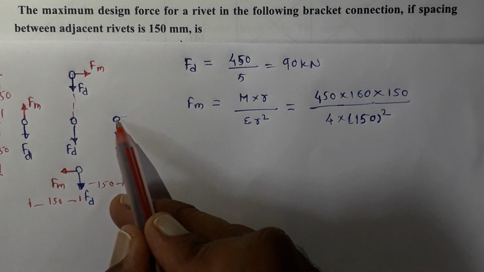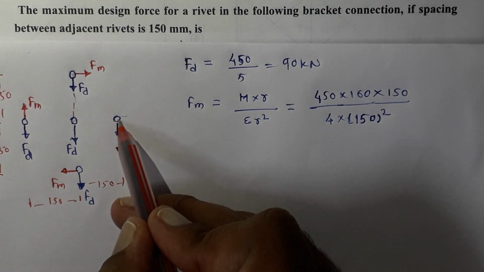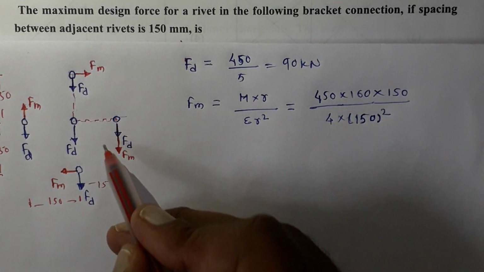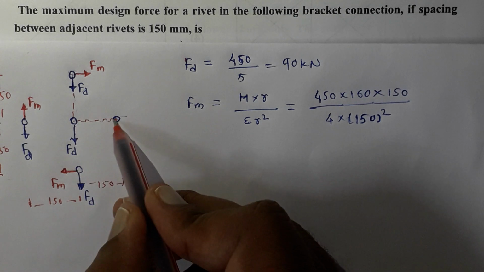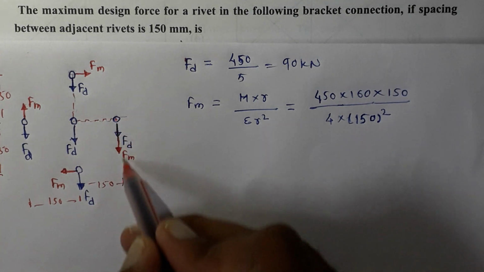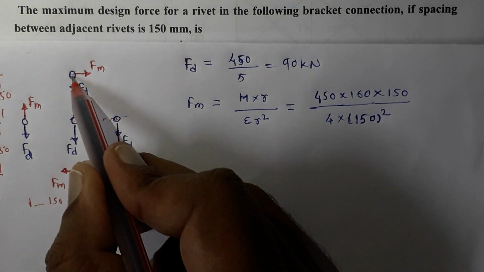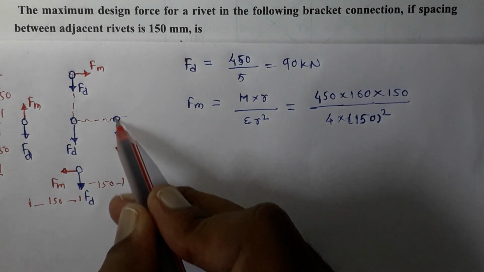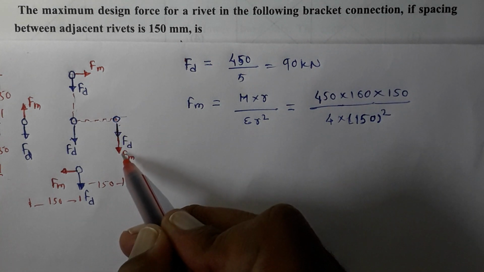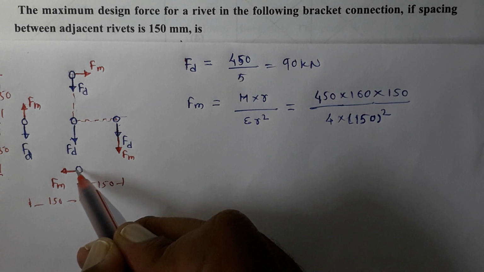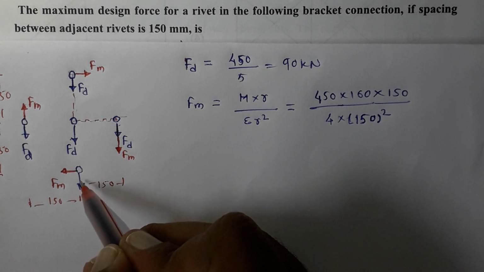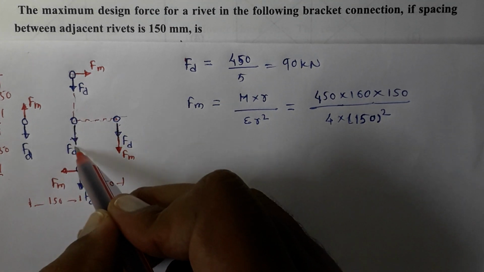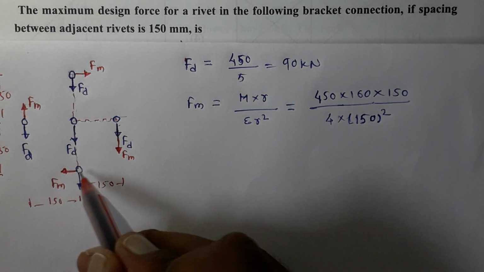Now if I want to get the shear force due to the bending moment on this rivet, I will have to consider this radius, and the force due to that bending moment will be perpendicular to this in clockwise manner, so it will be acting in downward direction. So we can see that for this rivet, FD is acting downwards, and FM will also be acting in the same direction, whereas if I consider this rivet, FD is acting in downward direction as usual, whereas FM will be acting perpendicular to this radius in clockwise manner, so it will be directed in this direction.